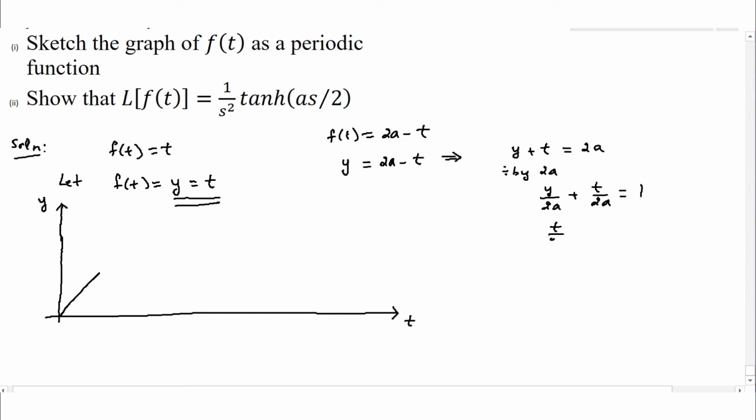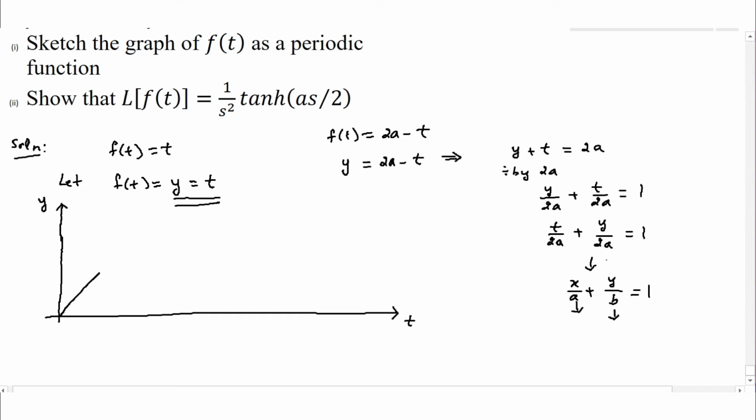So this can be written in the form of, say, t by 2a plus y by 2a is equal to 1. For convenience, I'll write it that way. This equation represents the intercept form, which is similar to x by a plus y by b is equal to 1, where a is the x-intercept and b is the y-intercept.